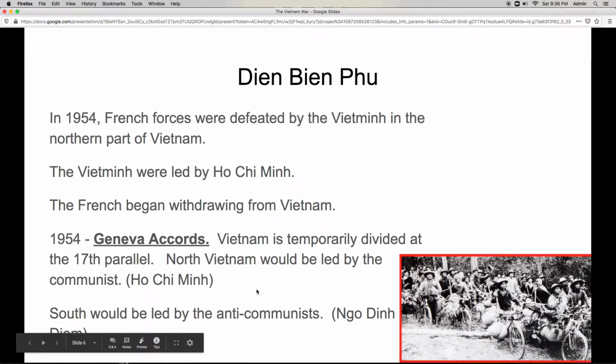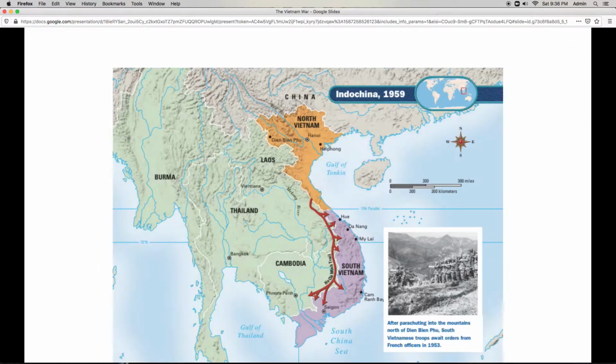Now, Diem is not a good guy. He is corrupt all day long. The United States, though, is going to begin to support Diem because he's anti-communist, and that goes along with the rhetoric of containment. It's just like Chiang Kai-shek, who we supported during the Chinese Civil War. He wasn't the greatest of guys, but he was anti-communist, so he was the guy that we're going to throw our hat in with. And so here's the map of what it's going to look like after the Geneva Accords.